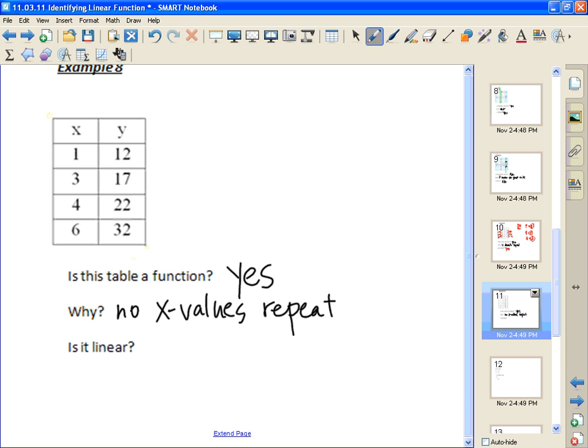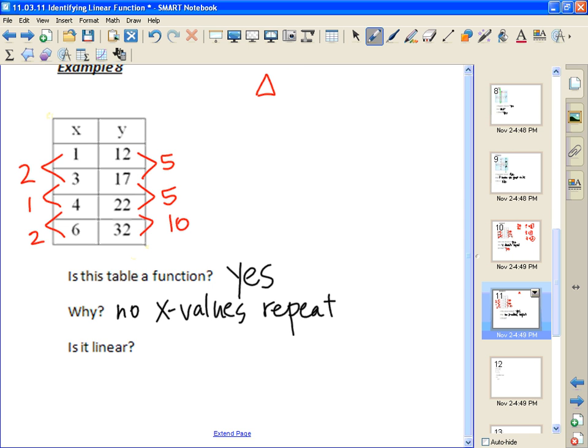And on the is it linear, the way that we find out if it's linear is we have to see about the delta y over delta x. We have to look to see if it has a constant rate of change. So I'm going to look at my y first. From 12 to 17, that changes by 5. From 17 to 22, that changes by 5. 22 to 32, that changes by 10. And on this side, from 1 to 3, it changes by 2. From 3 to 4, it changes by 1. And from 4 to 6, it changes by 2.